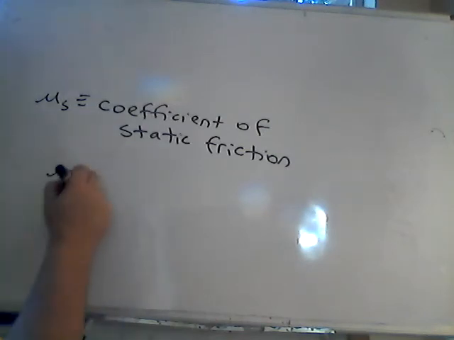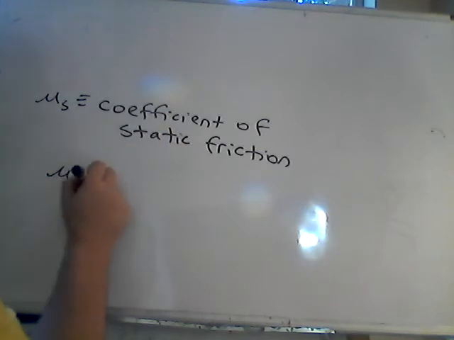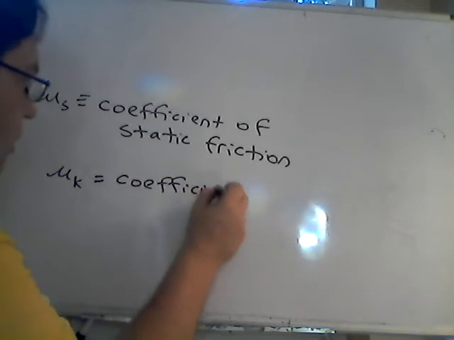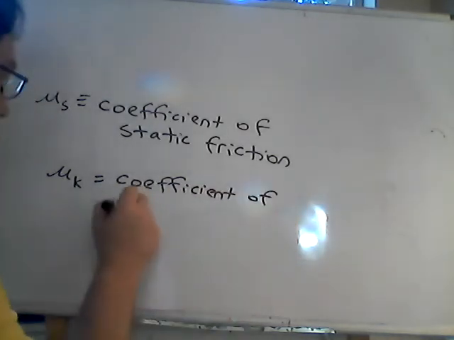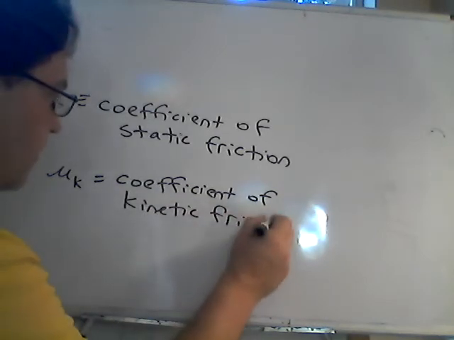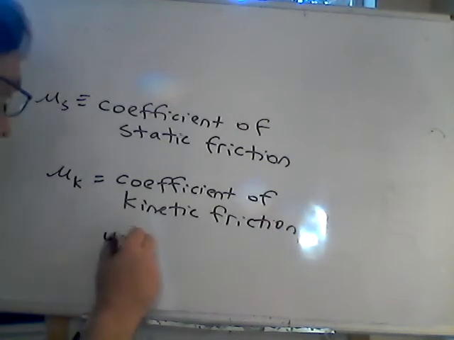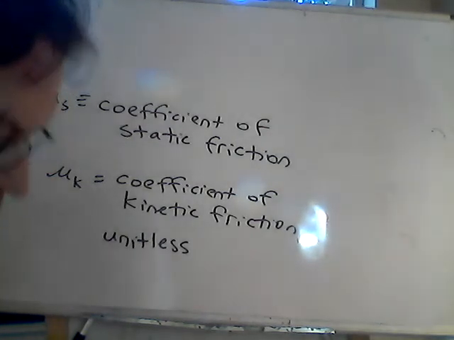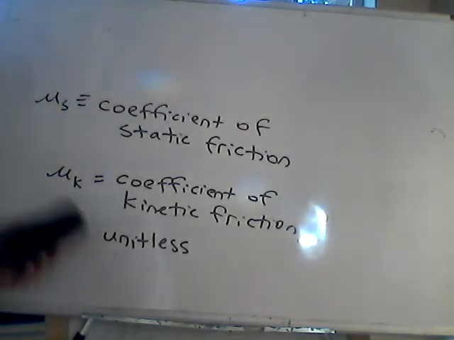And mu sub k, again, s means static. Mu sub k is the coefficient of kinetic friction. These are unitless. There are no units. You don't put newtons or anything in there. It is a coefficient. It's just a number. It is a unitless number. Okay? Let me work a couple of problems to try to get this point across.